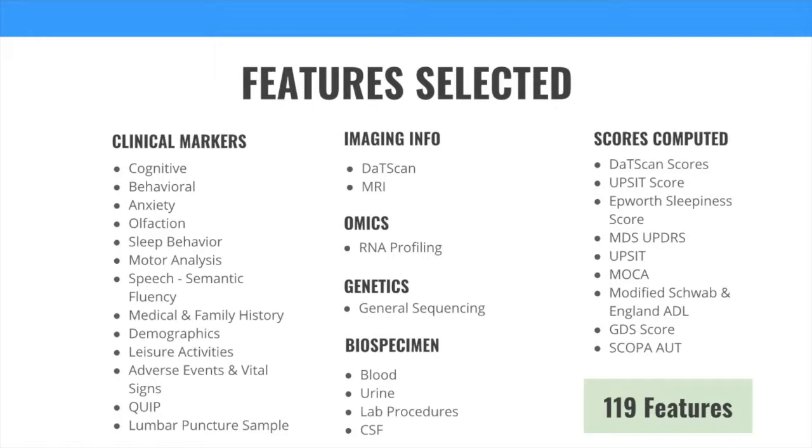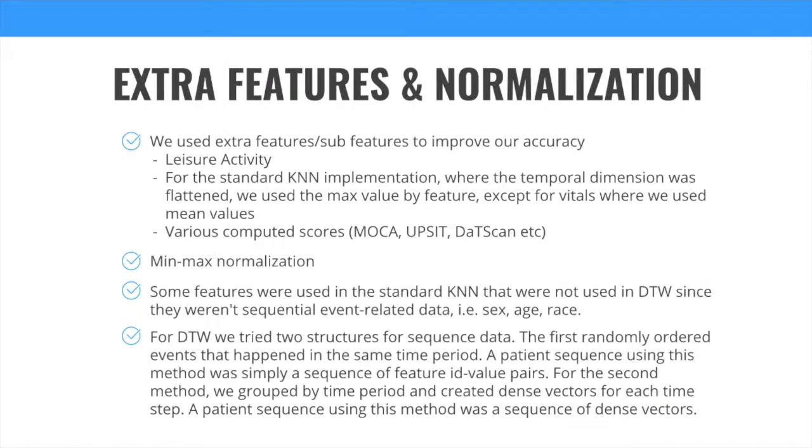We computed various scores that improved accuracy. In all, we used around 119 features. We used some extra features such as list showed activity. We also used, for KNN, a version where the temporal dimension was flattened to max values by feature. We used min-max normalization. Some features that we used in KNN were not applicable in DTW since they were not sequential, such as sex, age, race, etc.